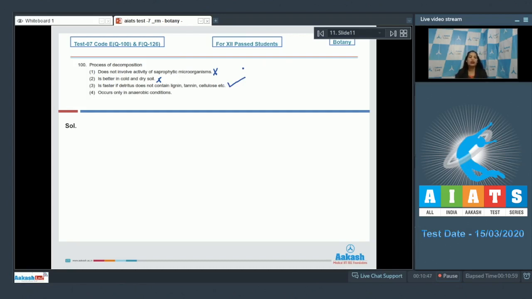Fourth one, occurs only in anaerobic conditions. No, it requires aerobic conditions. A good aeration and amount of oxygen will enhance the rate of decomposition. So the correct option for the given question is option number 3. Let's pick up the next question.